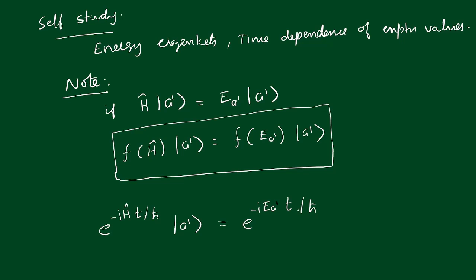Here, writing t instead of t minus t0 means we have taken t0 equal to 0, alright.